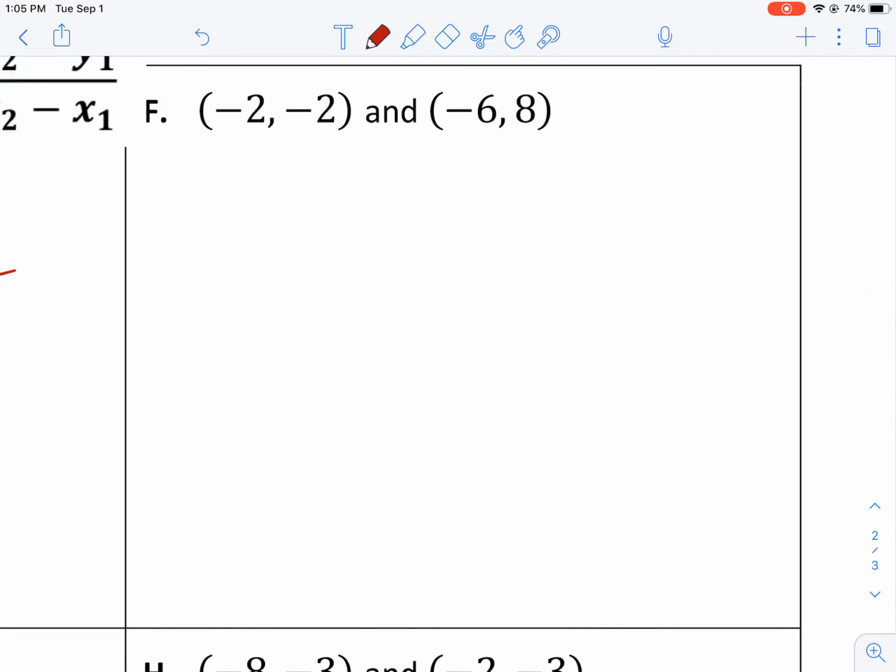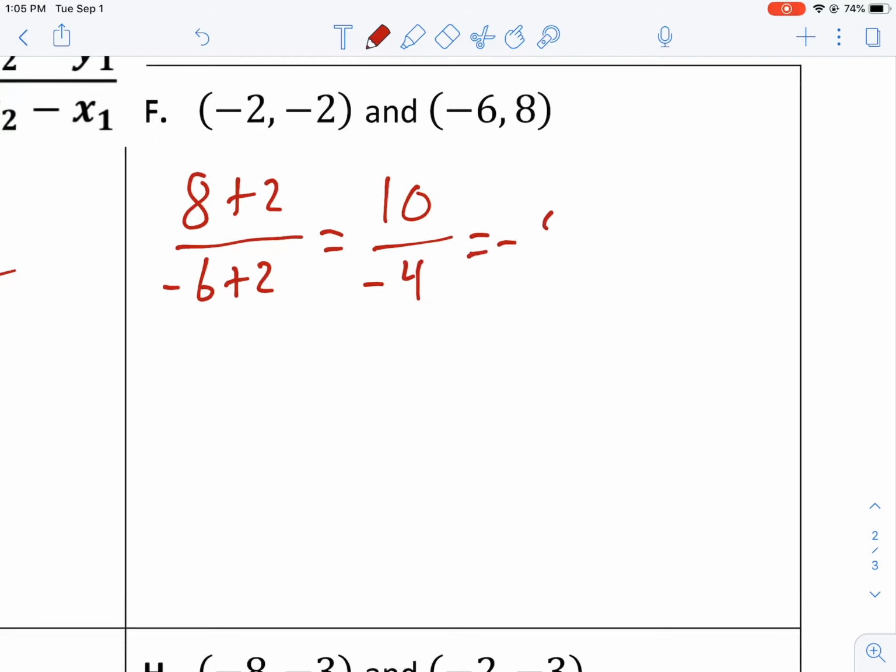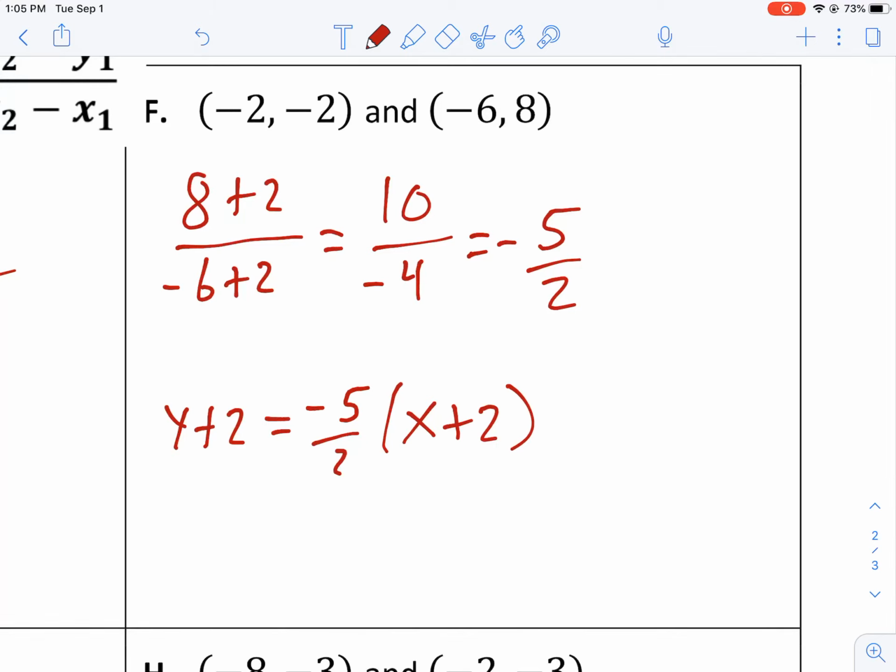We're going to do the same thing over here. All right, so our y values, so we got 8 plus 2. And then we've got -6 plus 2. So that gives us 10 over -4. That simplifies into -5/2. So again, we're going to plug in our points. I'm actually going to use this point here because I think it'll be easier to solve. So we've got y plus 2 equals -5/2 x plus 2, just like we did in the last problem.